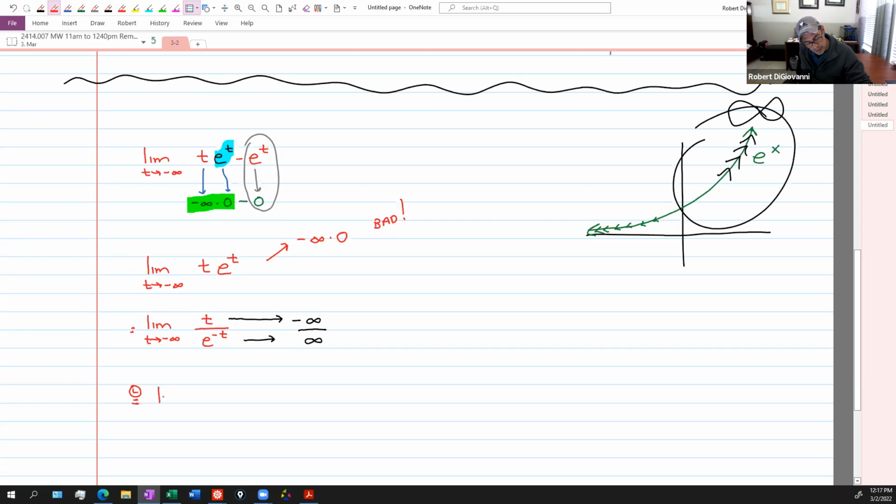L'Hopital's rule says that once you have infinity over infinity or 0 over 0, you can then take the derivative of the top and bottom separately. So the derivative of the top is 1, and the derivative of the bottom, be careful, is negative e to the negative t, because you have chain rule. The derivative of e to the negative t is itself, times the derivative of what's up here, which is -1, which is why I get a negative to pop out in front.